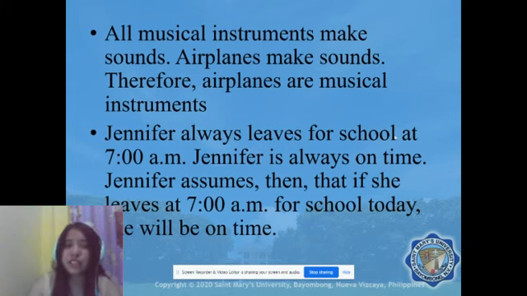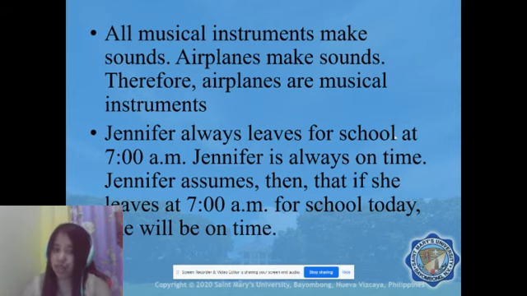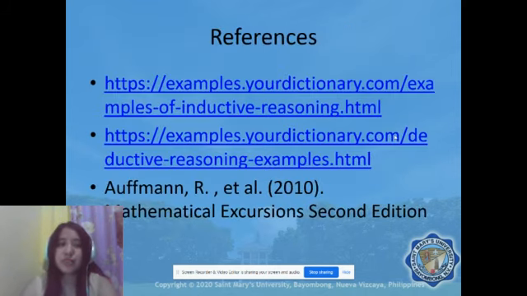And the next, Jennifer always leaves for school at 7 o'clock a.m. Jennifer is always on time. Jennifer assumes then that if she leaves at 7 for school today, she will be on time. So this example is from specific to general. So it is again inductive reasoning.